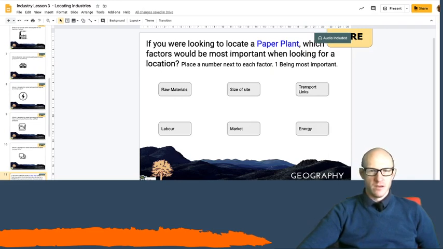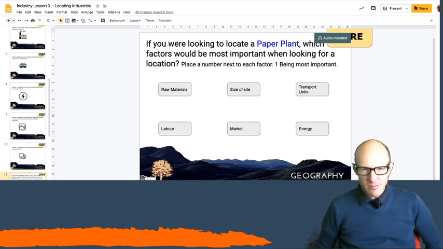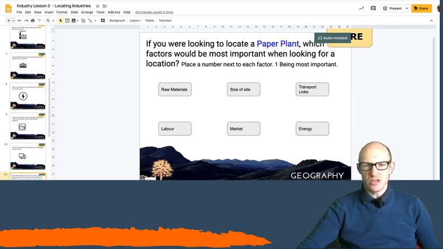Now, once you've done all those tasks, there's some ranking tasks you've got to do. If you're going to locate a paper plant, which factors will be most important when looking for a location? You've got raw materials, the size of the site, the transport links, labour, market and energy. I'd like you to rank those 1 to 5, 1 being the most important.